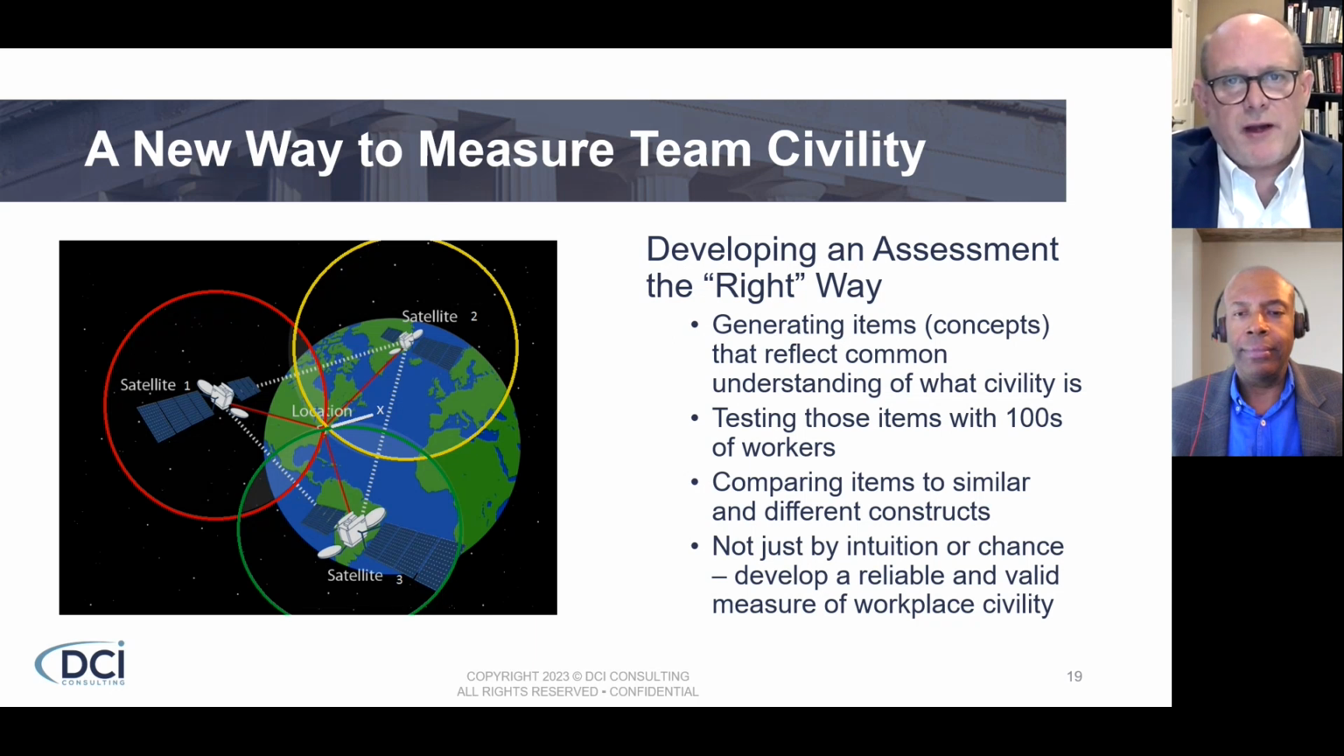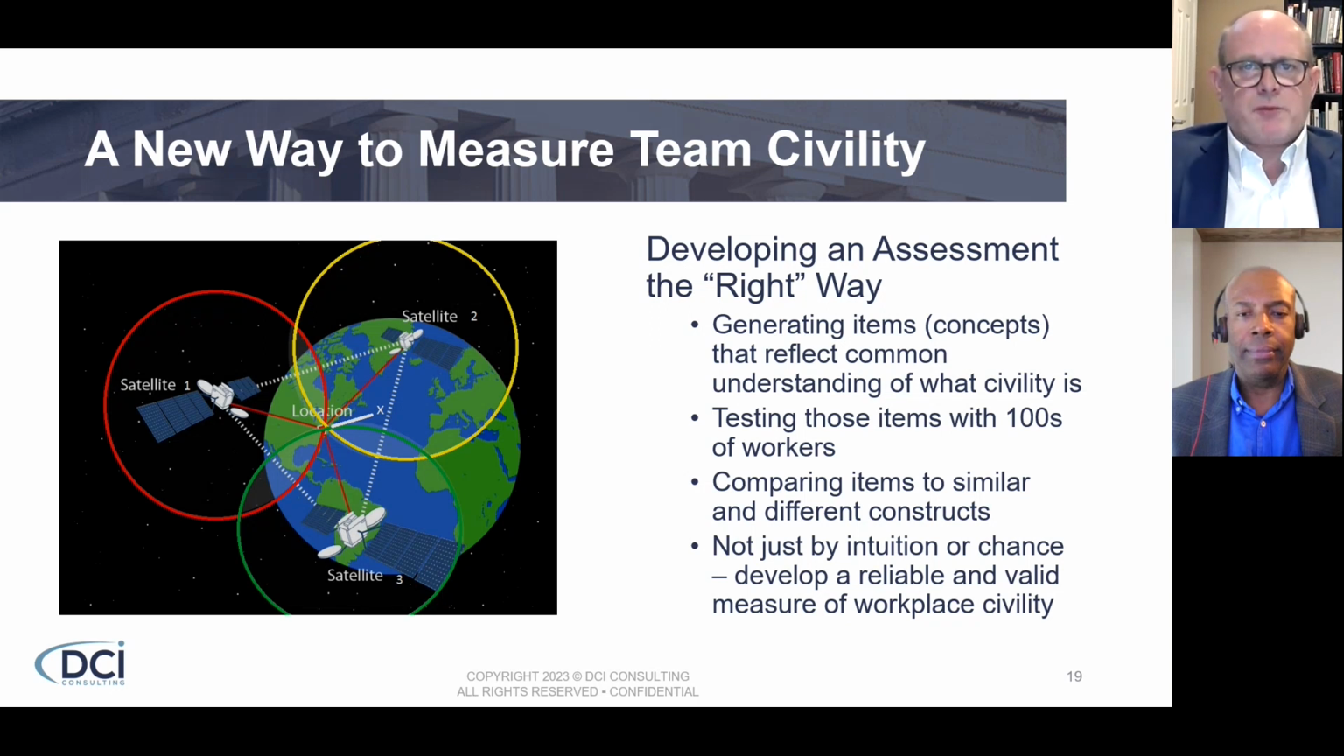you should generate a lot of different questions or items, even concepts that reflect a common understanding of that concept. And here, we generated over 150 items that we thought measured civility in the workplace. But once you generate a whole bunch of items, you test those items on literally hundreds of employees. Yes, you could test them on students. There's nothing wrong with students, but what you'd like to do is to have your test population be as close to the actual population that you're going to use this assessment on. And ideally, you'd like to do it on people who are working full time.